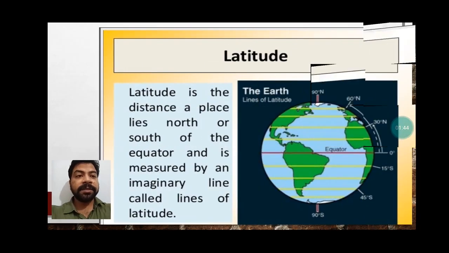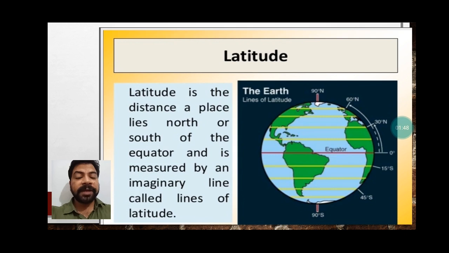So let's see latitude. You know, students, that latitudes are imaginary lines which run from west to east. These are not actual lines drawn on the surface of the earth. These are imaginary lines. Latitude is the distance a place lies north or south of the equator and is measured by imaginary lines called lines of latitude. You can see the lines over there on the earth's surface.